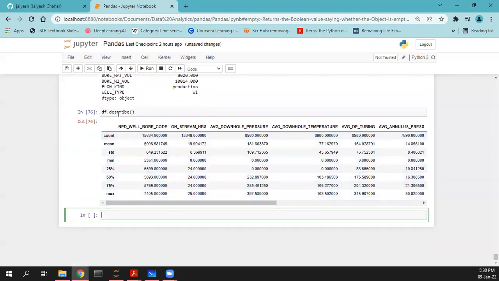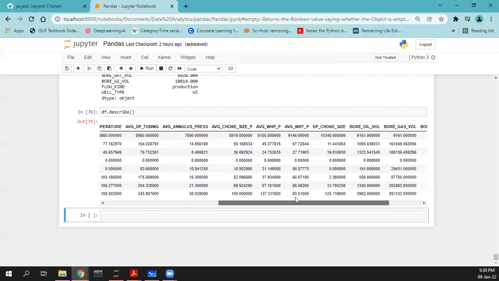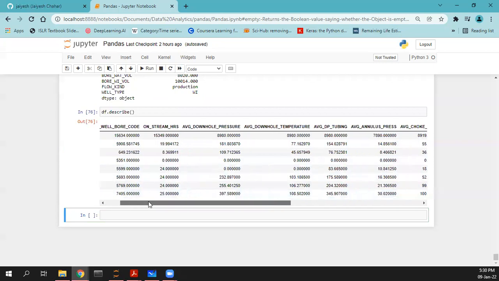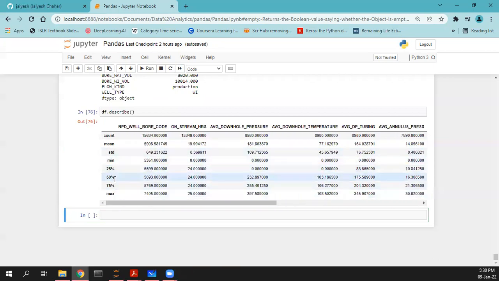Here you can see this df.describe will return the total count for each column, mean for each column, standard deviation for each column, minimum value for each column, maximum value for each column, and 25, 50, and 75 percentile for each column. Now, what are these percentile?